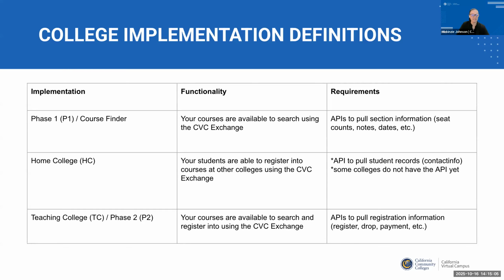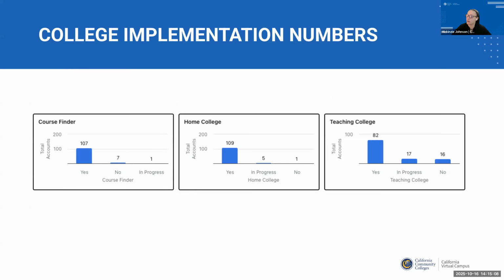Okay, great. So here's a little bit about our implementation numbers, just again, for a little bit of clarification. Right now for that course finder, so for colleges that have their courses available on the CVC Exchange for students to search, that's 107. And we have one that's in progress and then 7 that are scheduled out for the future. Home colleges, we have 109, almost 110. We're getting close to 110 with a couple that are in progress here. And then teaching colleges, this is really impressive. We have 82 teaching colleges and we have 17 in progress right now. So shout out to our implementation team. Many of you have worked with them, but also shout out to those of you who have gone through many of these stages already.